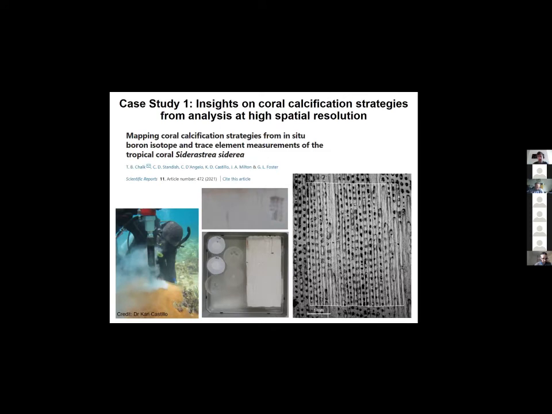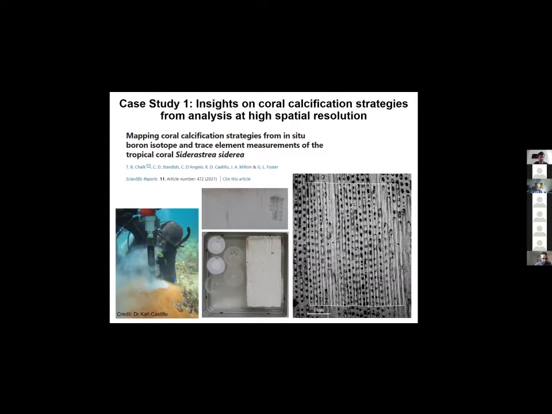So since this investigation, we've begun using our methods in a series of studies. The first one I'm going to briefly talk about shows how analysis at high spatial resolution can provide new insights into coral calcification strategies. For this study, a sample of coral Siderastrea siderea from the Belize portion of the Mesoamerican Barrier Reef was sampled, and an area 4 by 5 millimeters was mapped for boron isotopes and trace element composition.